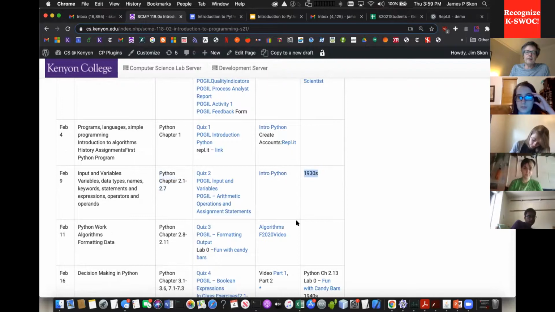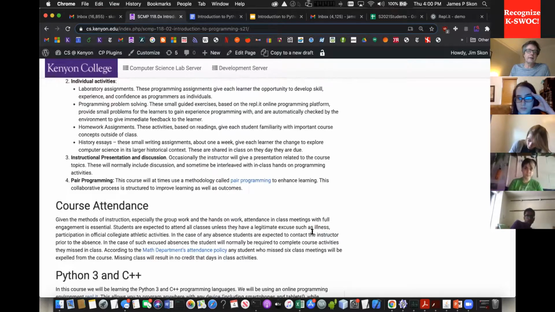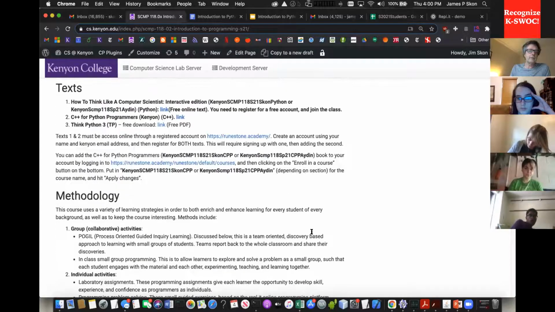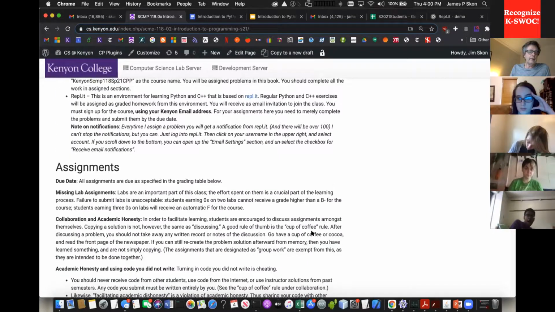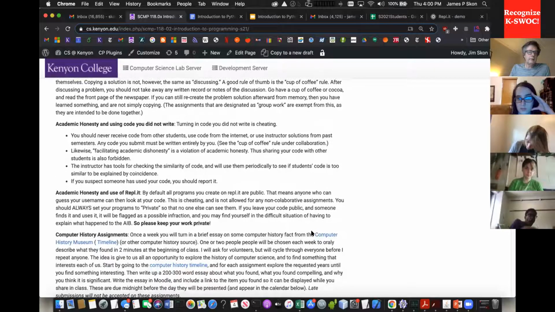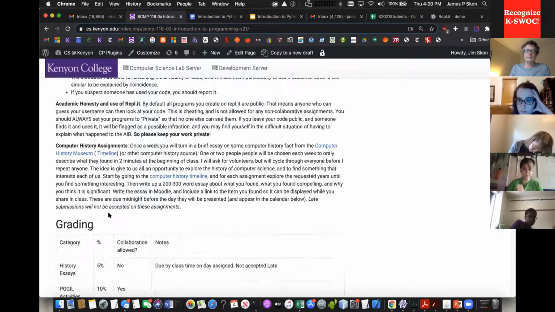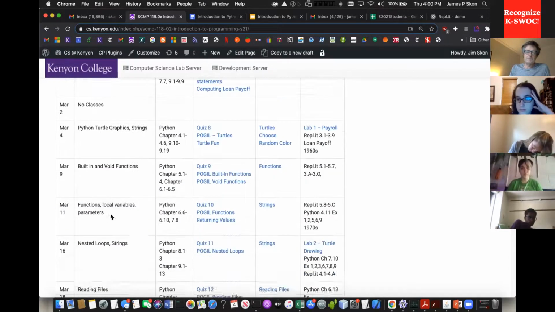And there's the 1930s essay is due on Tuesday. Okay, 200 to 300 word essay on something that went on in the 30s. And again, remember, you can start getting your information by going into the timeline for the Computer History Museum.